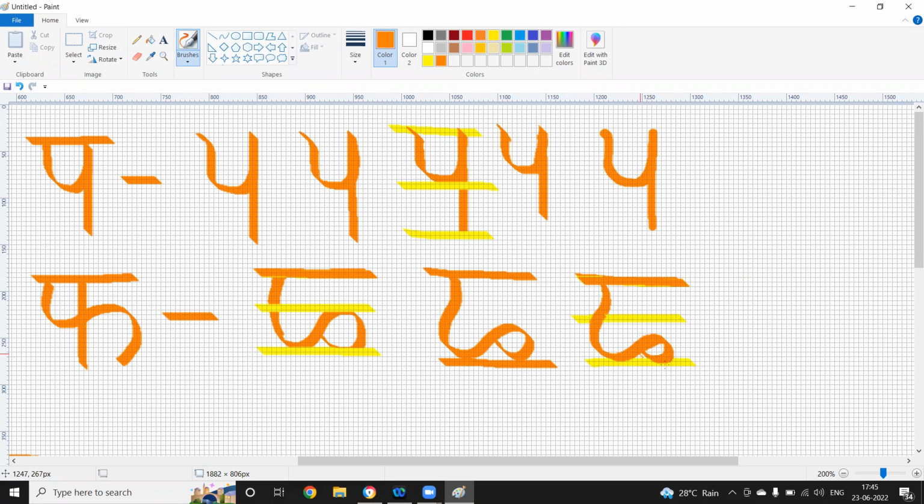But make sure that this loop on the right hand side is visible. It shouldn't be too small either. Otherwise, if it is too small, it should be a little visible. So this much is fine. But again, ending at the same point and within the Shirorekha.